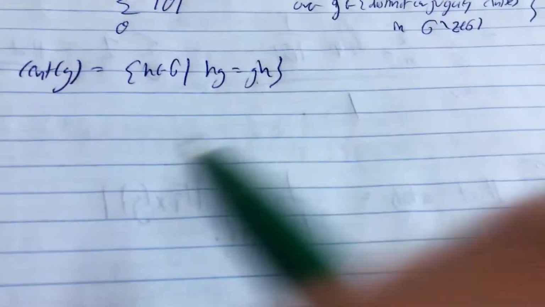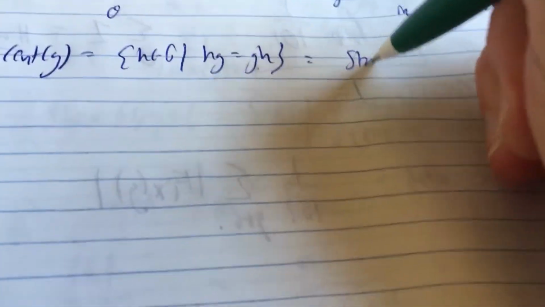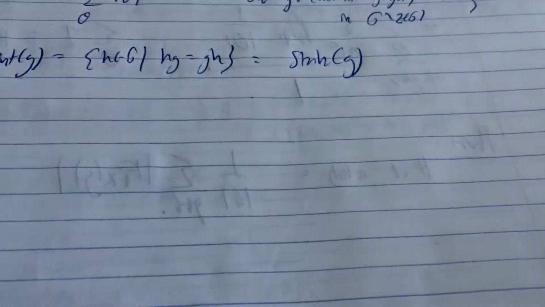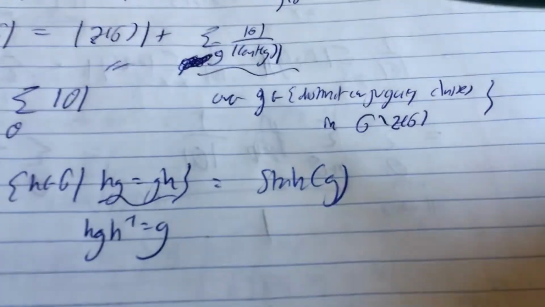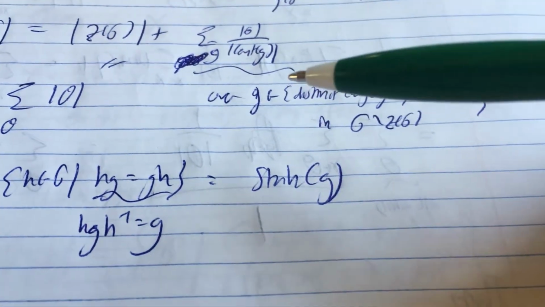So this is the stabilizer of little g under the action by conjugation, right? So it's exactly h g h inverse is g. This equation also reads h g h inverse is g. So that's the stabilizer. And so this size of G mod Cent g is exactly the size of an orbit.